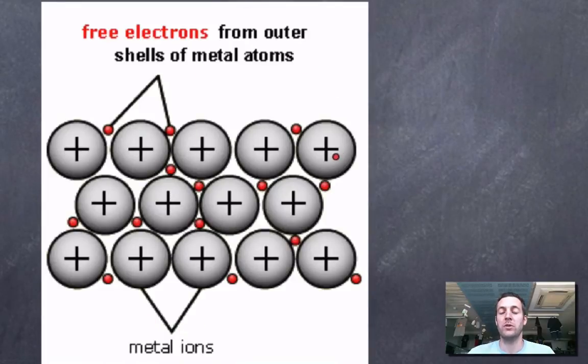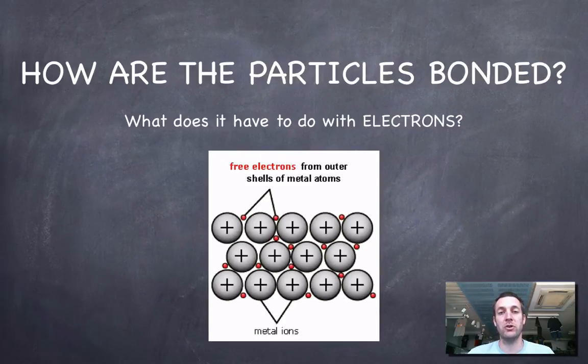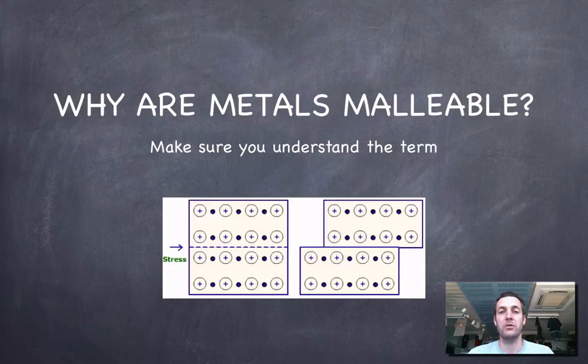Okay, so when we're talking about metallic bonding, we need to be clear about the fact that we've got a regular lattice of metal ions surrounded by a sea of delocalized electrons. So these are the electrons that the metals have lost from their outer shells, and they're able to just roam around this structure. So that's what the structure looks like. Let's see if we can use that structure to help us explain some of their properties.